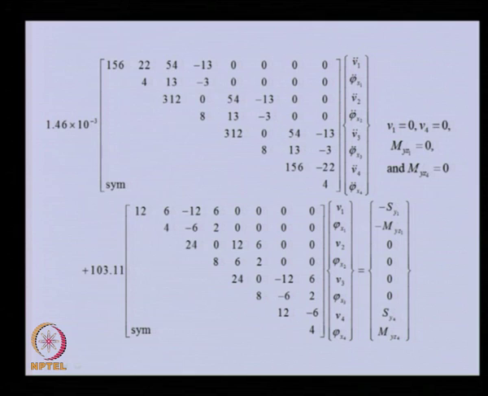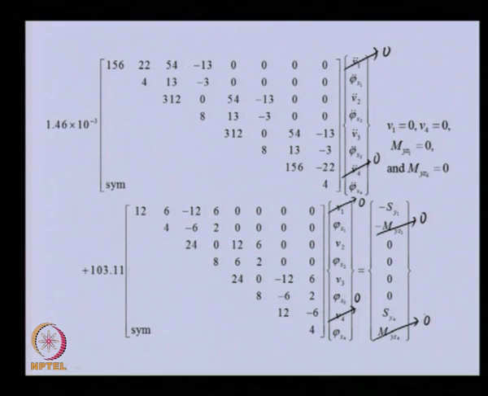Regarding the boundary conditions, node 1 is simply supported and node 4 is simply supported. So, the displacements at these locations will be 0, and the bending moments will also be 0 at these nodes. So, we have this displacement and this displacement as 0, as the boundary condition of the simply supported case. Also, these bending moments are 0.